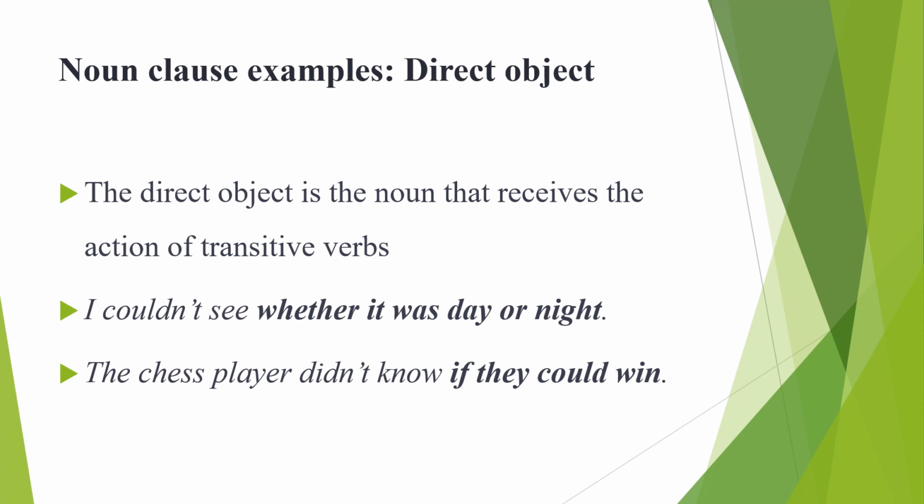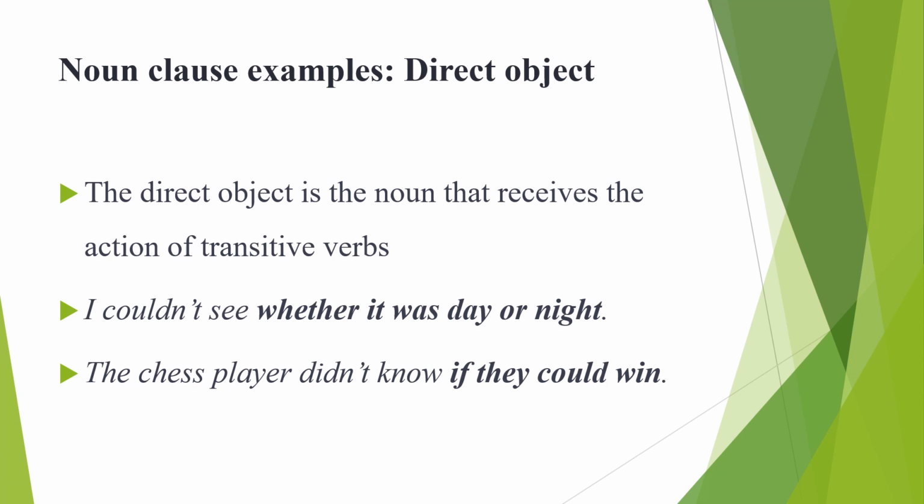I could not see whether it was a day or night. Over here you can see whether it was a day or night is a direct object example of the noun clause, because whether it was a day or night is a dependent clause and it is depending on the previous clause, which is I could not see. The chess player did not know if they could win.